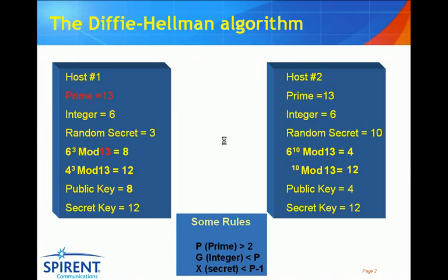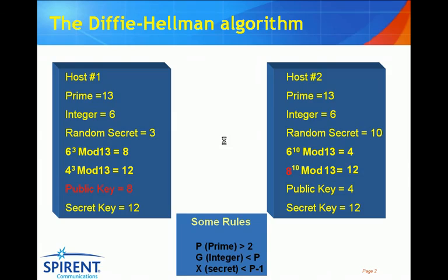Now notice it's mod 13. This means what we're actually interested in is the remainder from the result. So for example, if I said 13 divided by 4 is 3, the actual answer I'd be looking for with modular math is number 1. So 6 to the power of 3 divided by mod 13, the remainder is 8. 8 has now become the public key. This is transmitted across the network, again in the open, to host number 2.